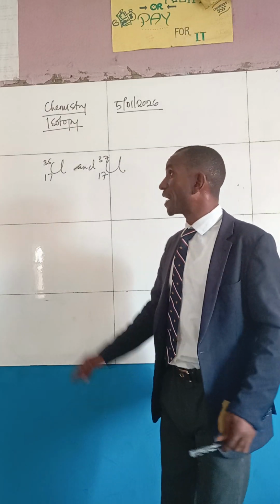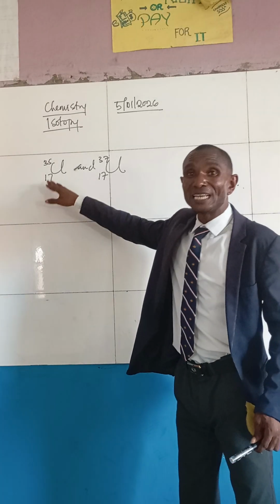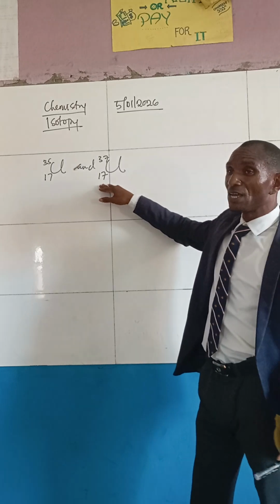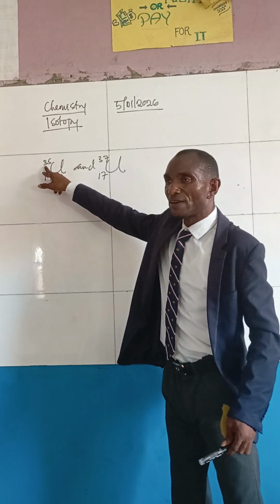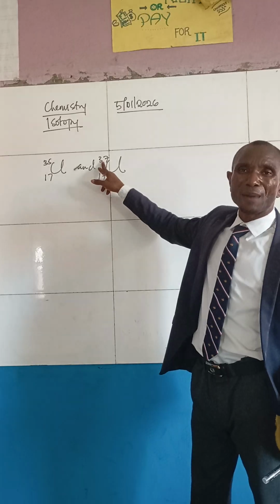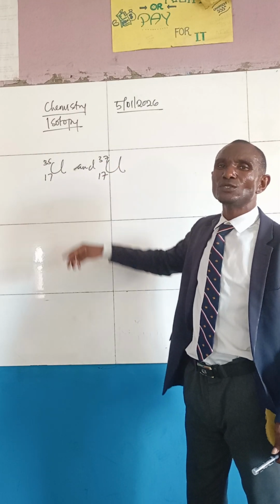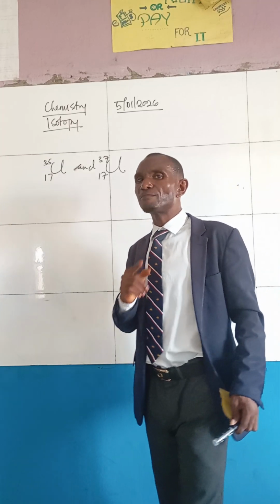That is what isotopes are all about. An example of an element that exhibits isotopy is chlorine. Look at it. Chlorine has two isotopes. We have one of mass number 35, and one of mass number 37. So that is what makes chlorine exhibit isotopes. Now listen again, very, very important.